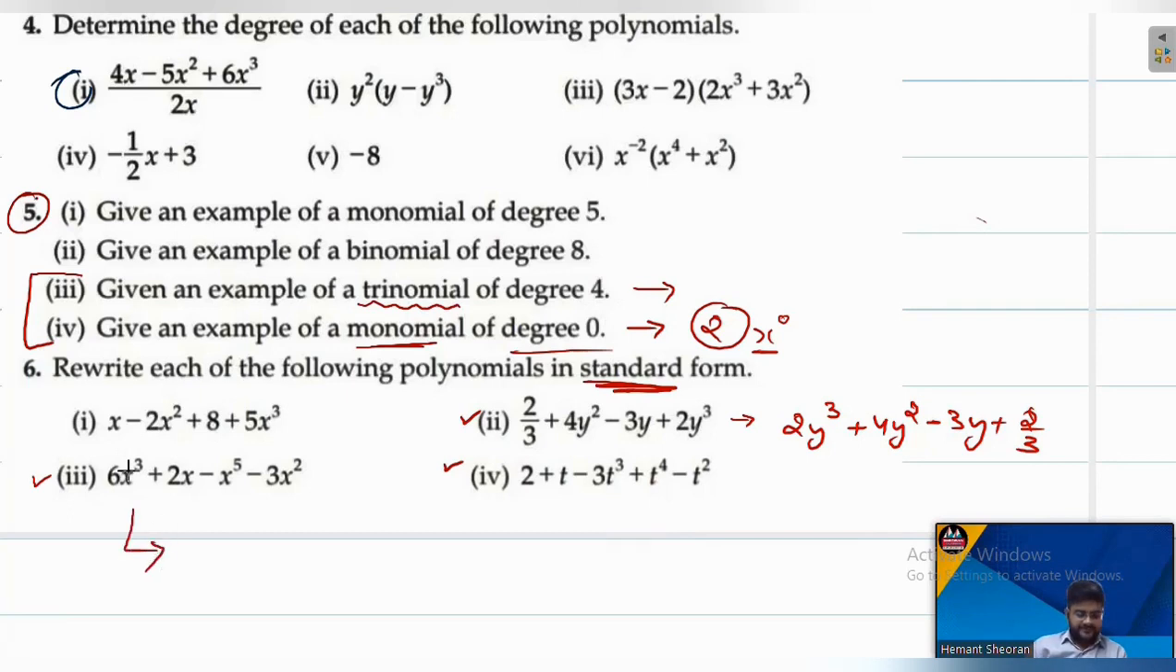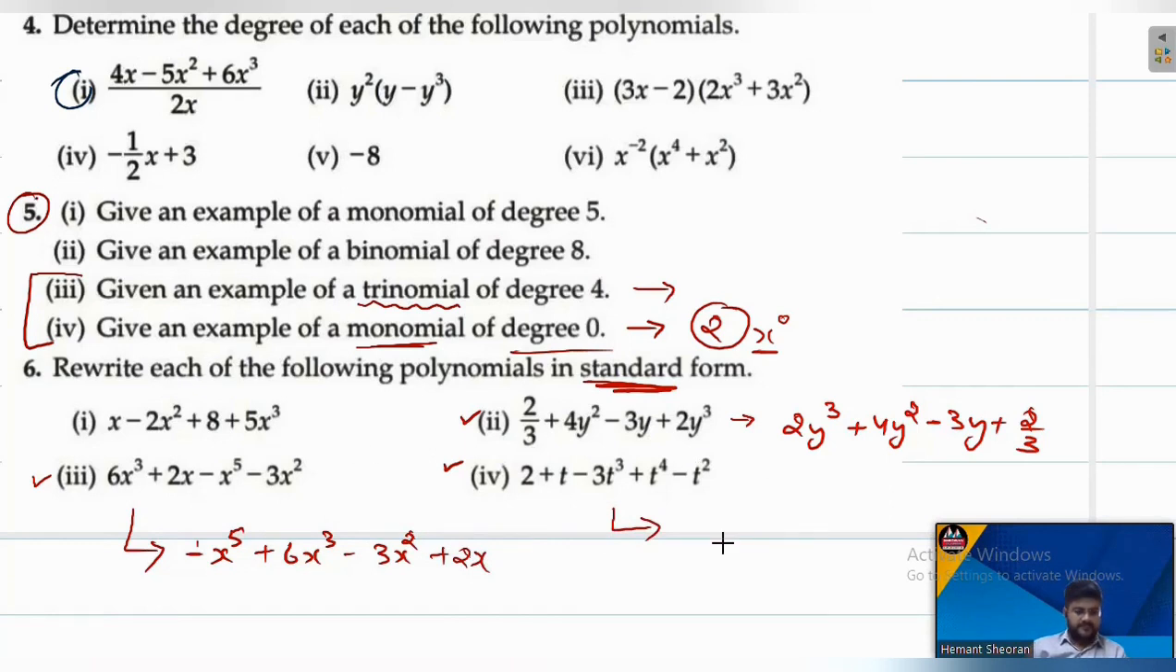Okay, Darshil, then just answer about this one. What will you have? Minus x to the power of 5, then plus 6x cubed, then minus 3x squared, plus 2x. Okay, good.